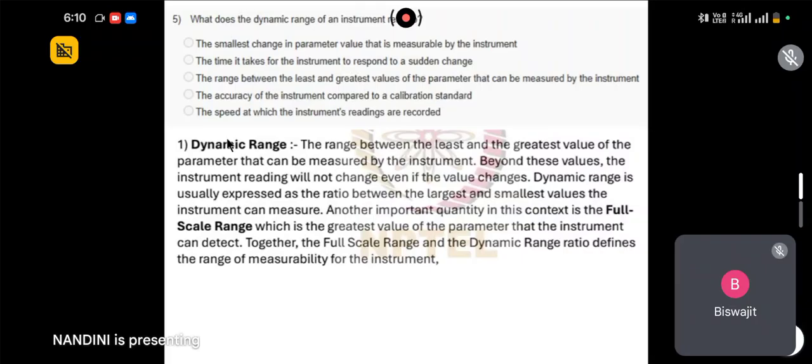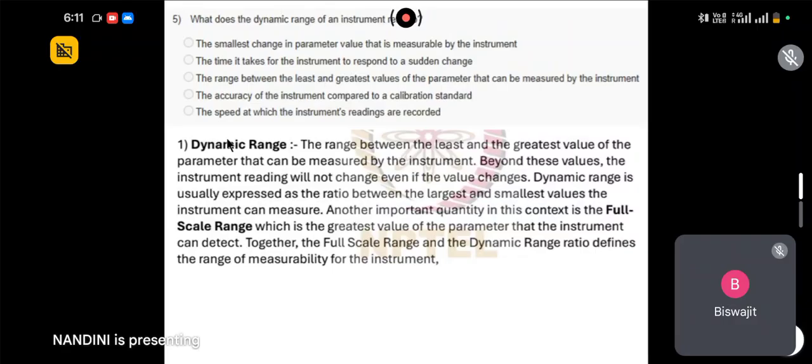So beyond these values, the instrument reading will not change. It will have a maximum value. If we use the instrument to measure a parameter which exceeds the greatest value that the instrument can measure, then that value will remain as the greatest value only. It won't detect or show any difference. So dynamic range is usually expressed as a ratio between the largest and smallest values the instrument can measure.